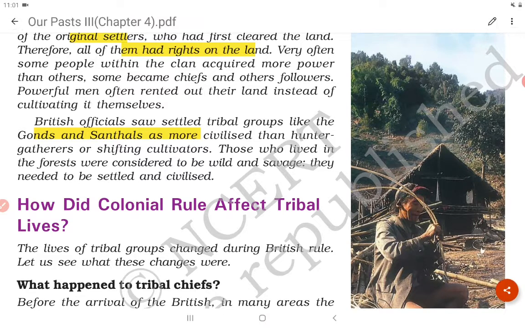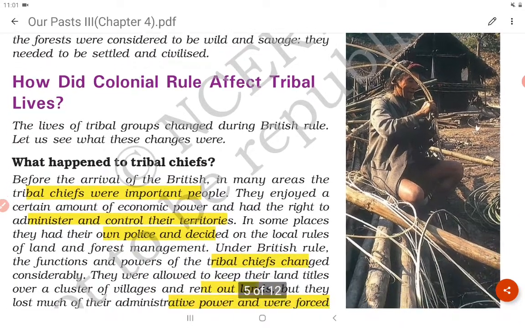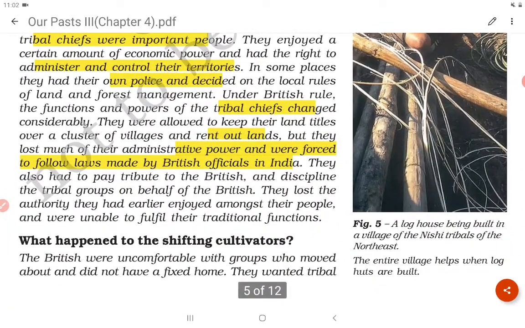So, this shows a log house being built in a village of the Nishi tribals of the northeast. The entire village helps when log huts are built.